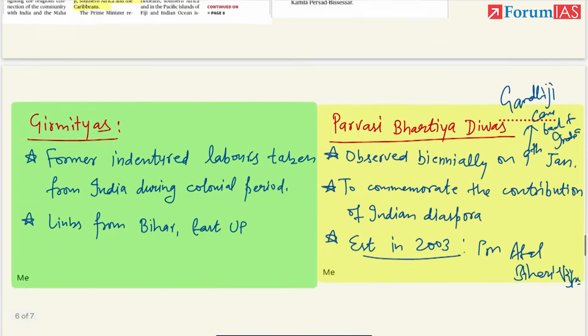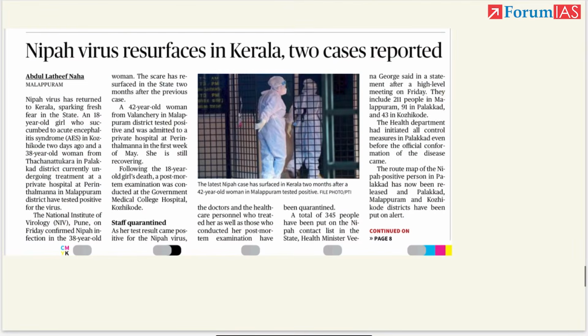Okay. So the next is Nipah virus. Yes, Nipah virus again resurfaces in Kerala. A girl child of 18 years has died to acute encephalitis syndrome. See, what is Nipah virus? We'll see about Nipah virus only from exam point of view, only this much is important.